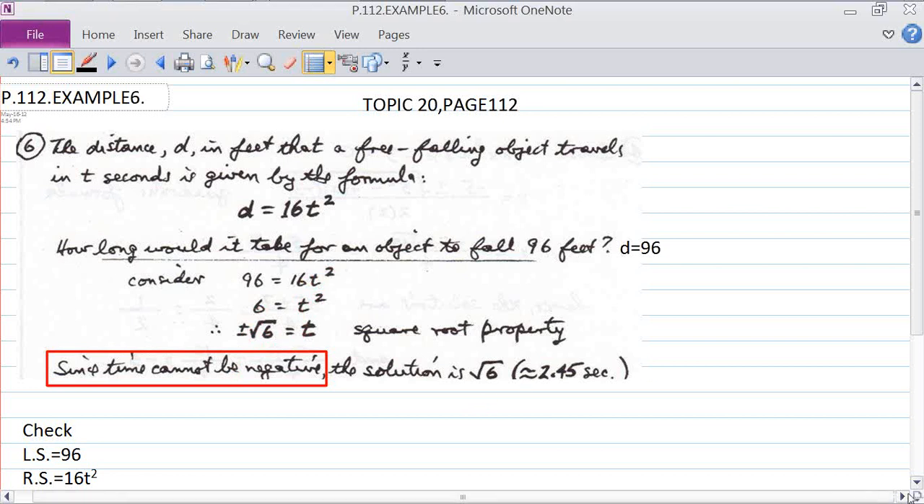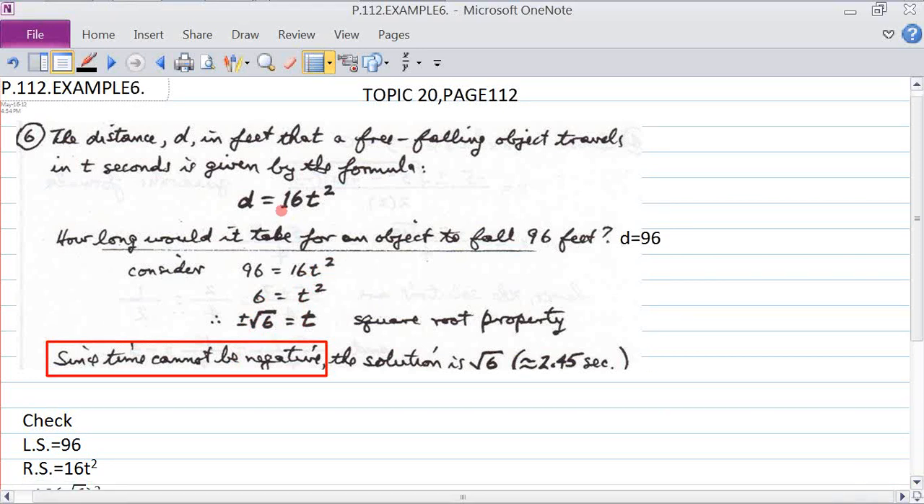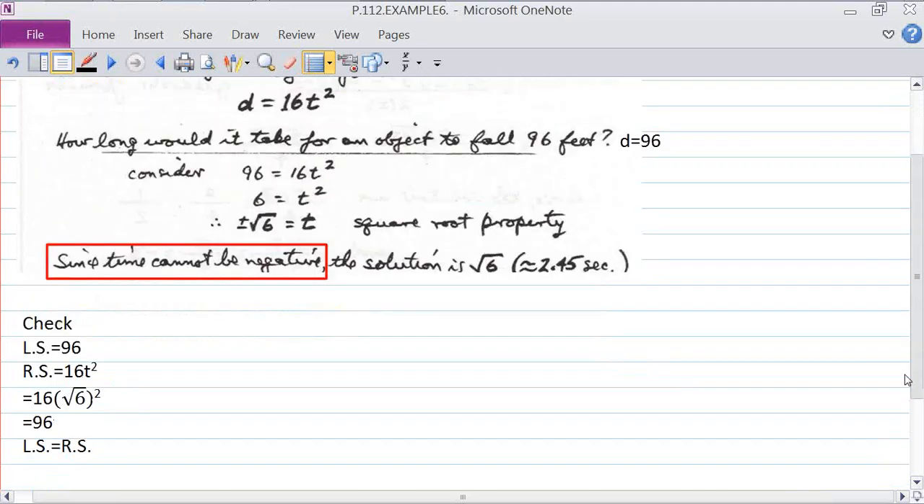Now, in a real problem, you can't have something having a negative time. So the only solution is the positive solution. By the way, this is an irrational number. So t equals approximately 2.45 seconds. It's a number that doesn't terminate and it doesn't repeat. So it keeps on going. This is nearly equal, so it's only an approximation of the square root of 6. It's not an exact solution.